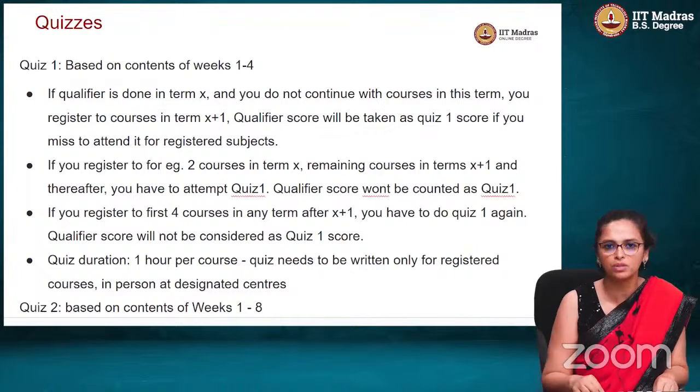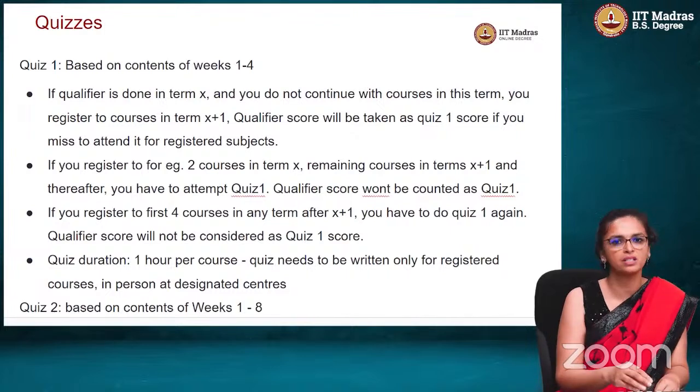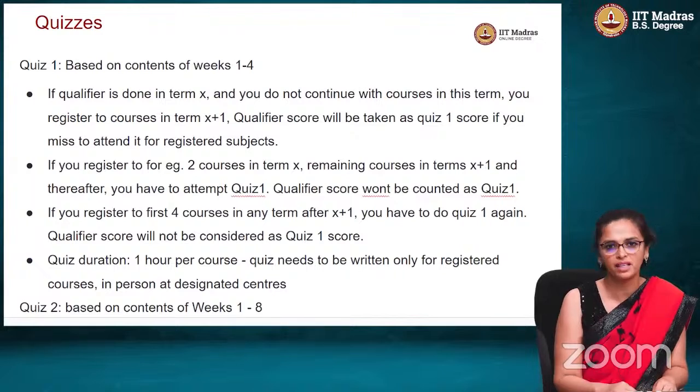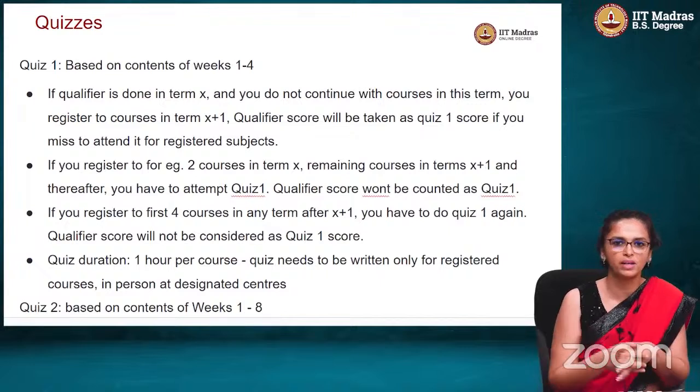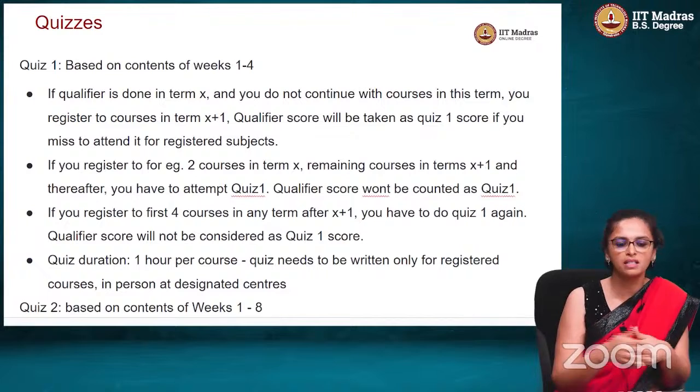But supposing you register for say English 1 and Maths 1 in the January term after your qualifier in the January term, in the May term we will not consider your qualifier scores as quiz 1 scores. You have to give your quiz 1 as a fresh quiz. That's how the policy of the program works. That's what I've given here in terms of term X and term X plus 1 in generic terms, so that it's not limited to any time period. But this is the way that the qualifier score will or will not be used as the quiz 1 score.